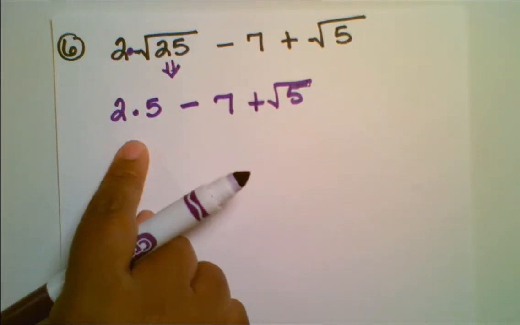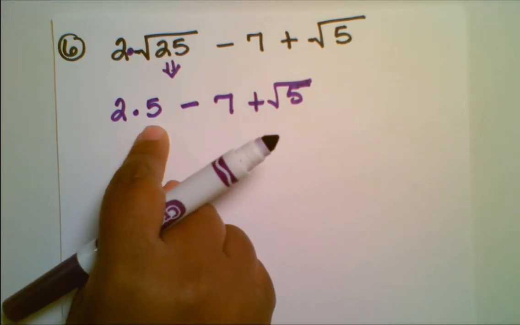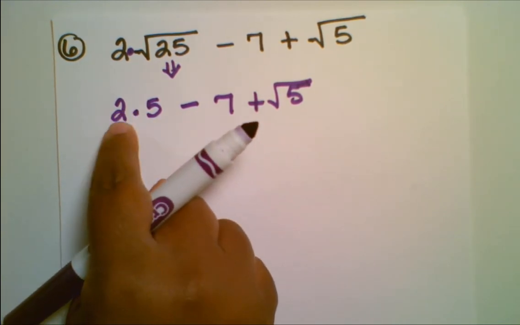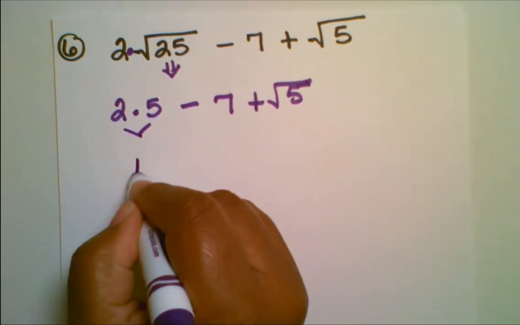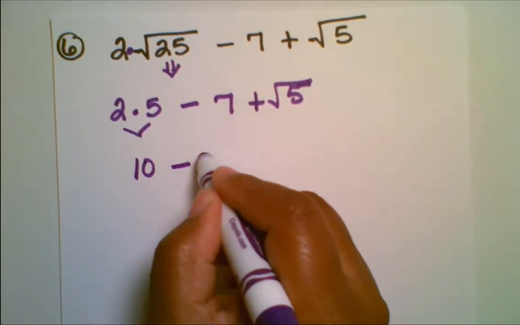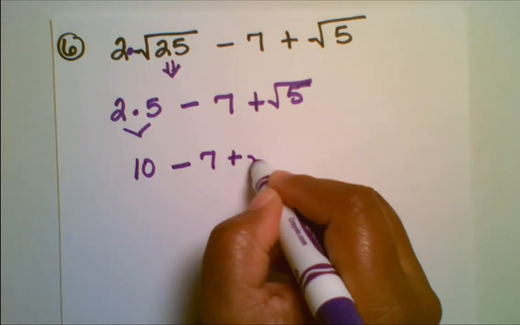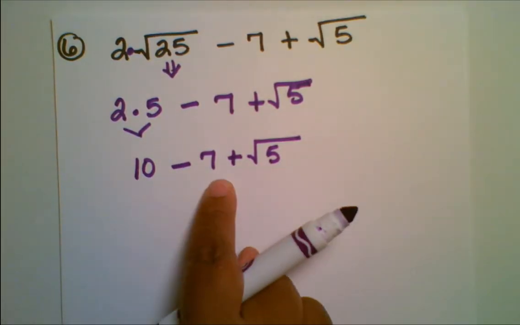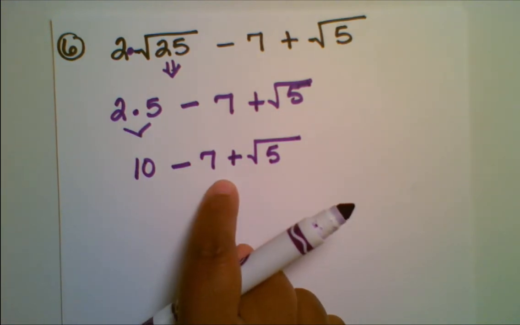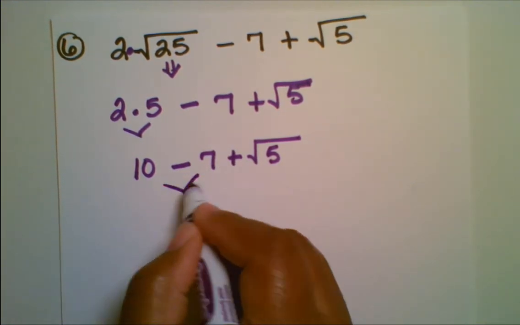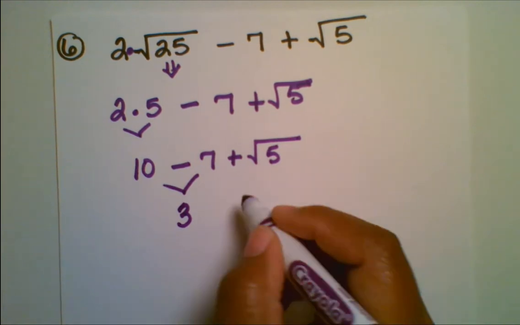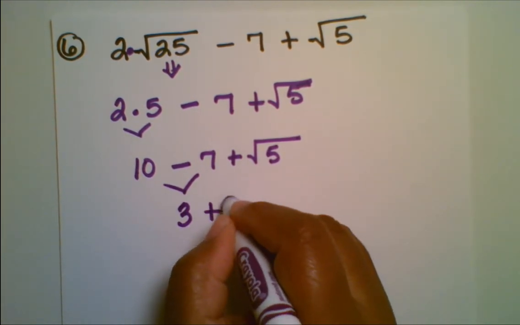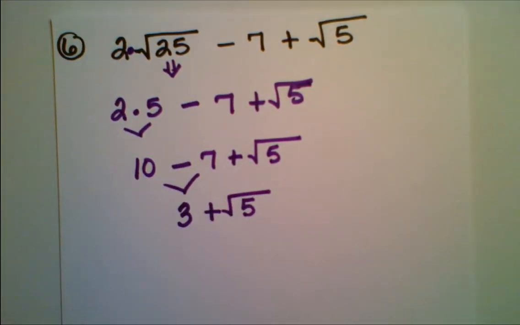So we took the square root of 25, which is 5. Now take this 5, multiply it to the 2 that was in front of it. So we have 10. Bring down your remaining terms. And then what's like is the 10 minus the 7, and that gives us 3. And then we have plus square root of 5.